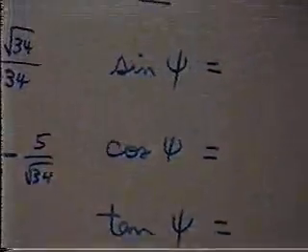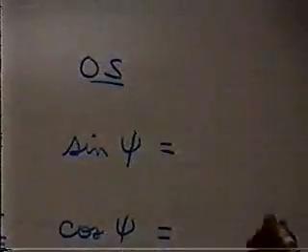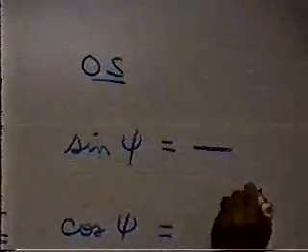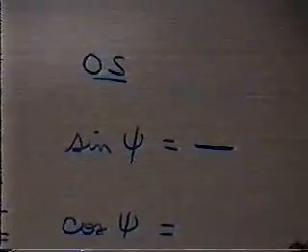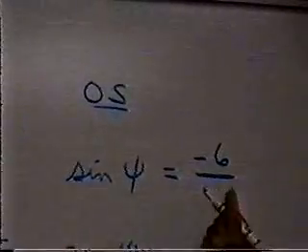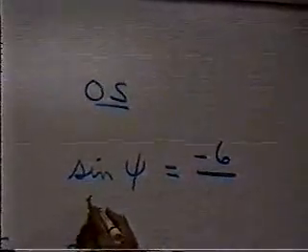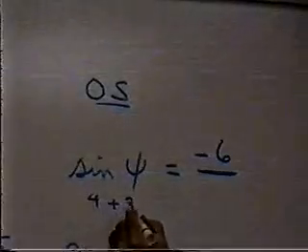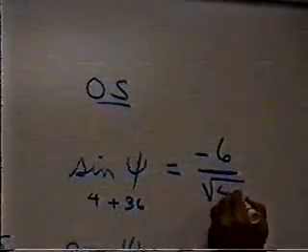We're looking for the sine of psi. Okay. Well, sine is y over r. Well, y is a minus 6. And r was what? Well, we have to go through a minus 2 squared plus a minus 6 squared. And so this is the square root of 40.